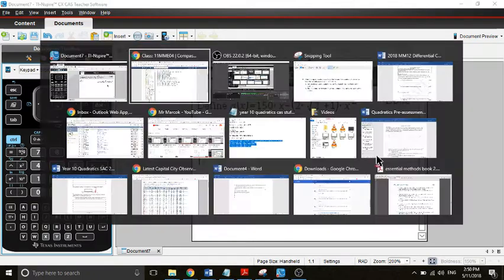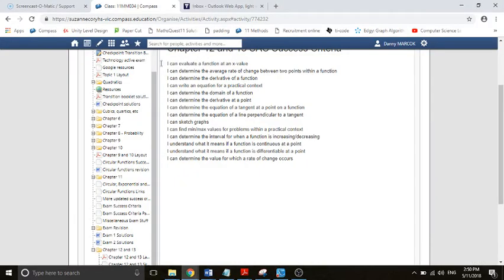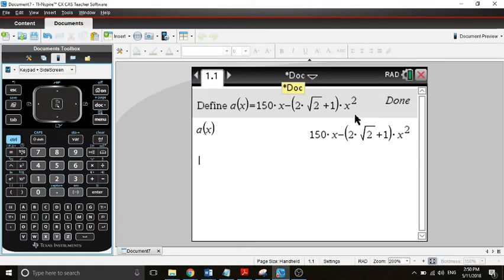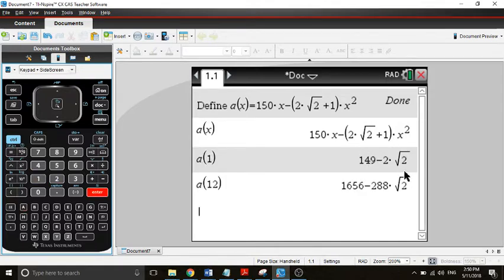So let's have a look at the success criteria. We've got to be able to evaluate a function at an x value. We're just going to substitute an x value, so we're seeing what this equals. I'm going to say A of 1. That's our value for A of 1. A of 12, we've got that value there. So all we're doing is just substituting a value into the function.